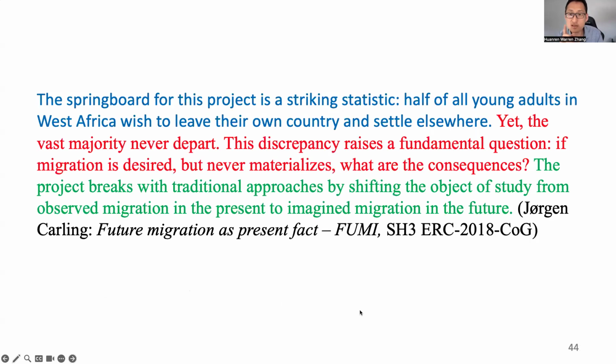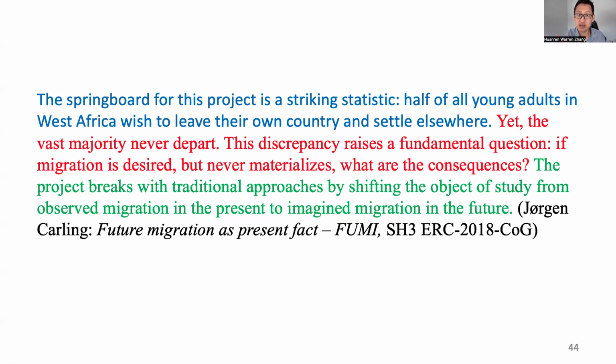Now, here is the revision. This time, after the revision, the applicant, the author, successfully got the grant. And you see it has a clear ABT structure. The springboard for this project is a striking statistic. It now sets out a fact, right? Half of all young people in West Africa wish to leave their own country and settle elsewhere, right? So it's a surprising fact. I mean, also interesting. Now, the reader might be wondering, what are the implications of this setting?